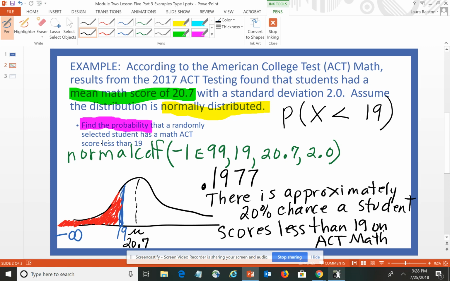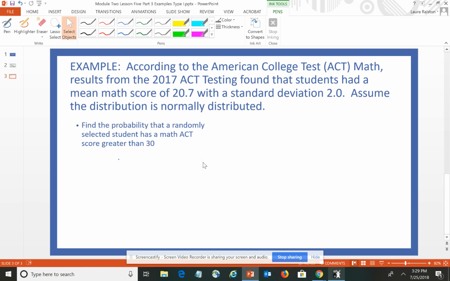The interpretation is we found the probability, and so that probability is this 19. This would be the answer that you would actually put on your paper, 0.1977. All right, let's look at another one.